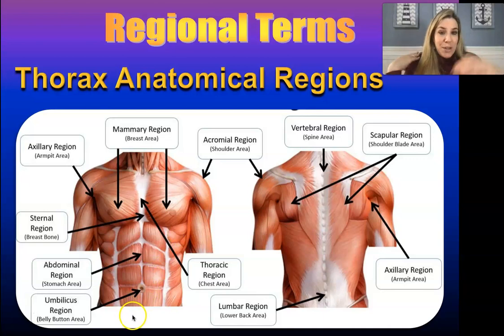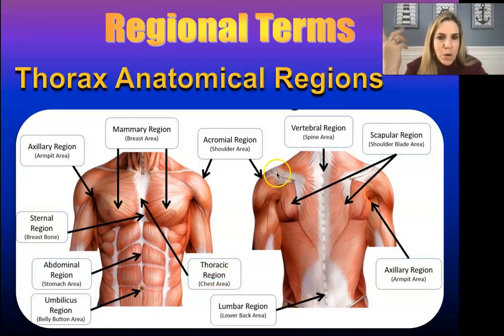Your shoulder is the acromial region. And that term acromial, you're going to run into when we do the skeletal system. So this is the acromial region. The entire chest area here is the thoracic region. So that's more the larger category here, the thoracic region.